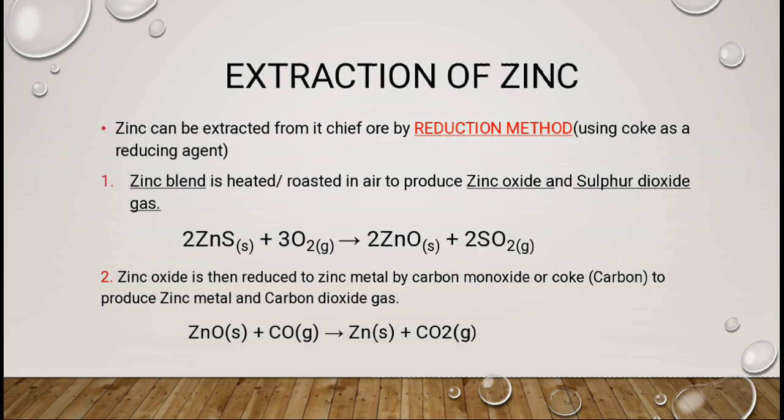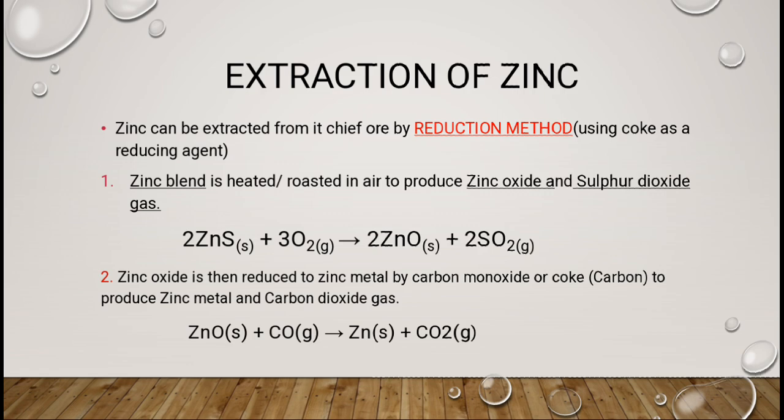You may be asked again, please, there are many questions, so whenever I say you may be asked, pay particular attention. You may be asked to write a balanced chemical equation that describes the extraction of zinc. So this is a balanced chemical equation: zinc oxide, which is a solid, plus carbon monoxide, which is a gas, produces zinc metal, which is a solid, plus carbon dioxide gas.